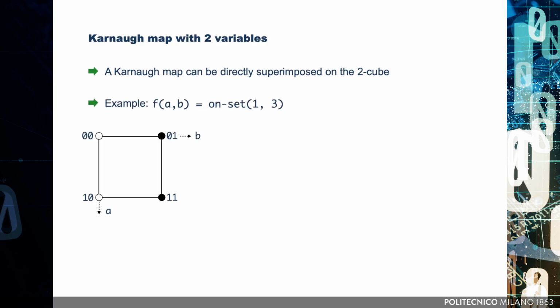Let's consider an example. Take the function with 2 variables, a and b, and an onset composed of minterms 1 and 3. The corresponding Cartesian representation has 2 axes, the vertical axis associated with variable a and the horizontal axis associated with variable b. We can then overlap a 2 times 2 grid onto the 2 cube using variable a as the row index and b as the column index. For the 2-bit coordinates of each point in the 2 cube, we use the first bit as the row coordinate and the second bit as the column coordinate.